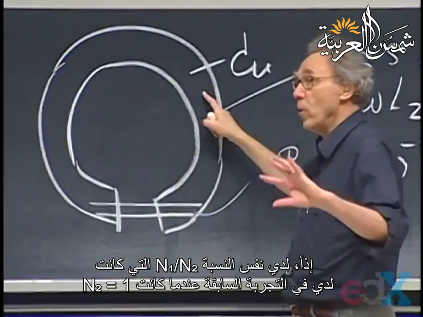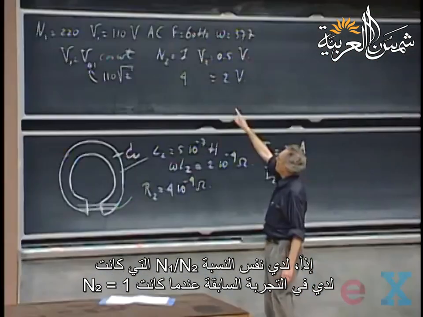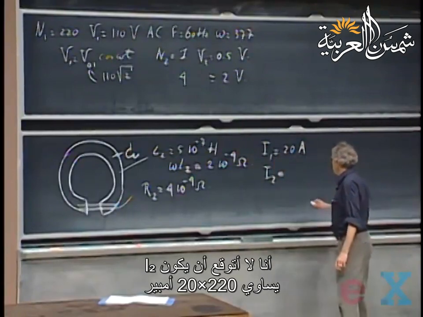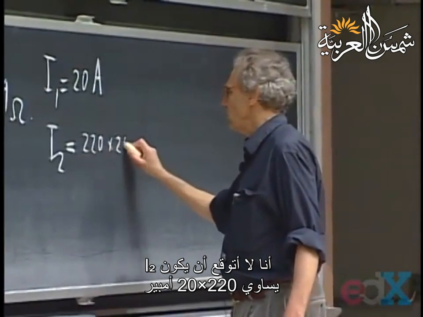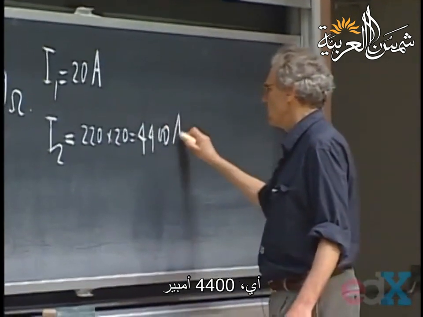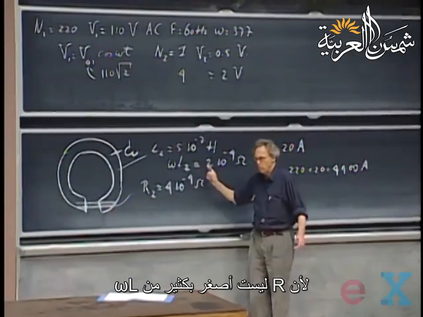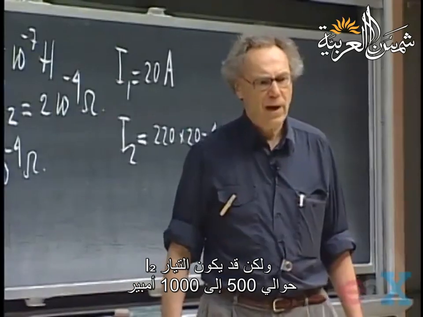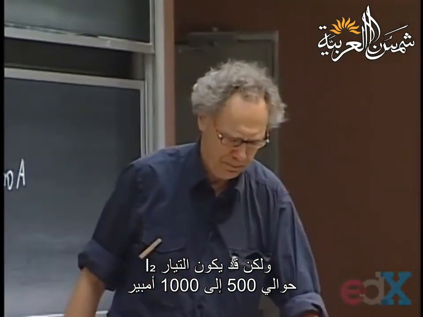and this is just one winding. So I have the same ratio N1 over N2 that I had before in that experiment when I did N2 equals 1. I don't expect that this is going to be 220 times 20 amperes, which would be about 4,400 amperes, because I am really not in the domain that R is much smaller than omega L. But I probably get 500 to 1,000 amperes.